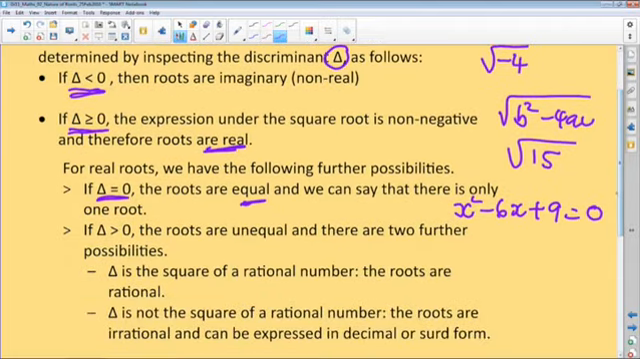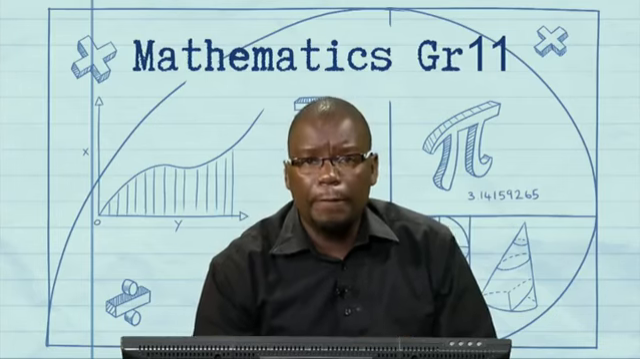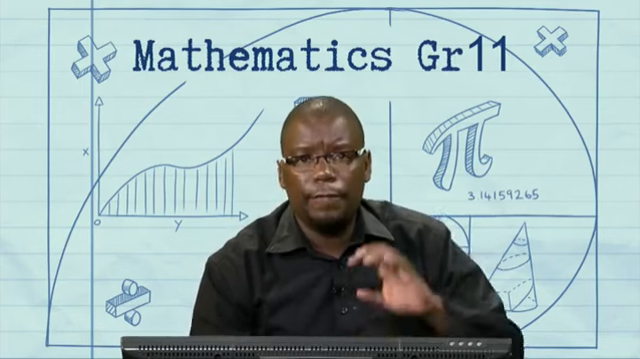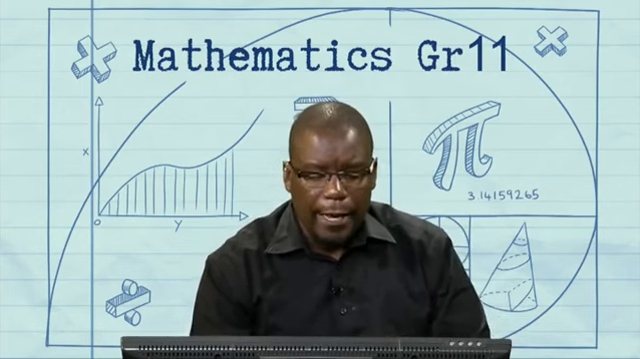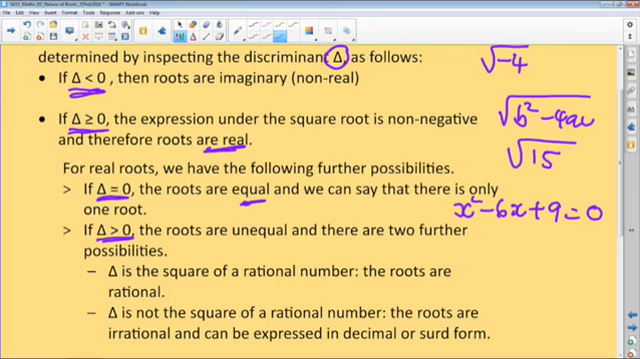Now, if your discriminant is greater than 0, the roots are unequal, and there are two further possibilities for that. If your discriminant is a square of a rational number, the roots are rational, right? So like the one that we got, 4, right? So 4 is a perfect square, so you can write it in the form of a over b. And then if the discriminant is not a square of a rational number, the roots are irrational and can be expressed in decimal or surd form.